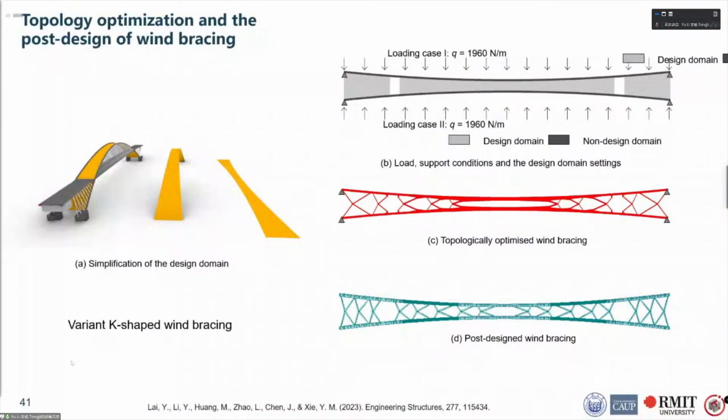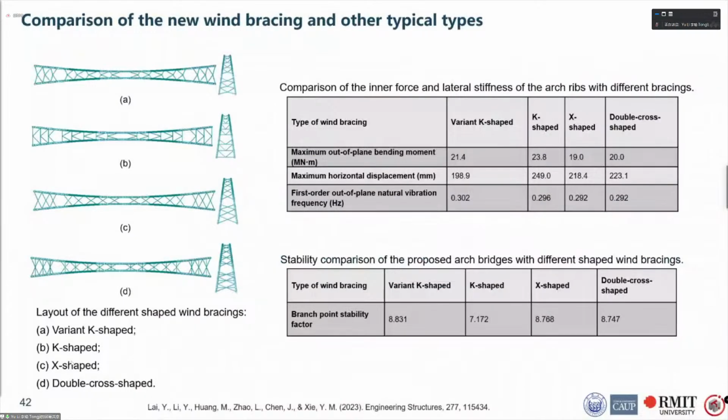The result shows like this. We call this new structural form variant K-shaped wind bracing. By comparing with other typical wind bracings, including the K-shaped wind bracing, the S-shaped wind bracing, and the double cross-shaped wind bracing, we can say that the new variant K-shaped wind bracing is better in terms of stiffness and stability.